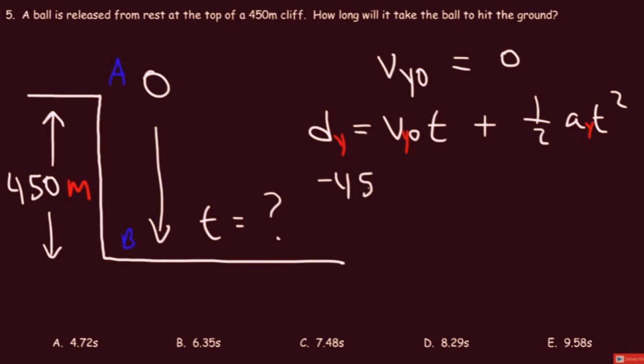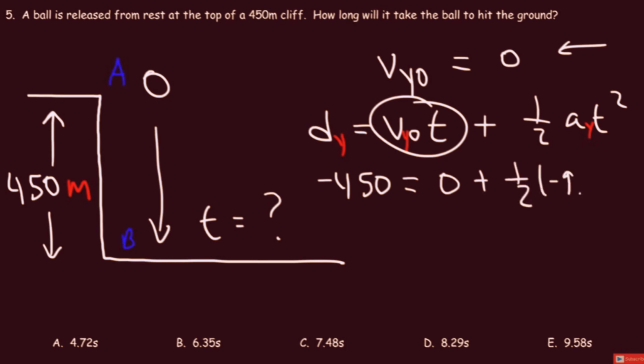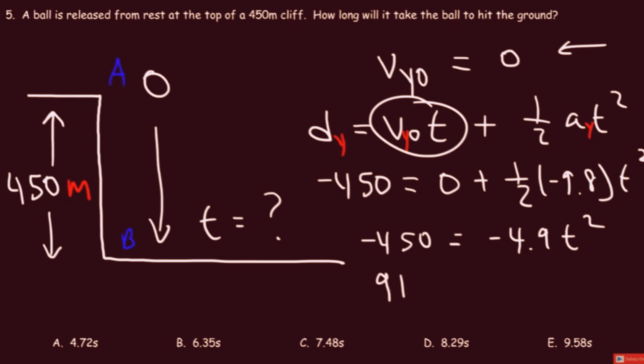The displacement in the y direction as we move from position A to position B is negative 450 because we are going in the negative y direction. V initial in this problem is 0, and the acceleration in the y direction is negative 9.8. So we have negative 450 is equal to negative 4.9 times t squared. So negative 450 divided by negative 4.9 is positive 91.837, and that's equal to t squared. Let's take the square root of both sides. So t is 9.583 seconds, which means E is the answer to number 5.